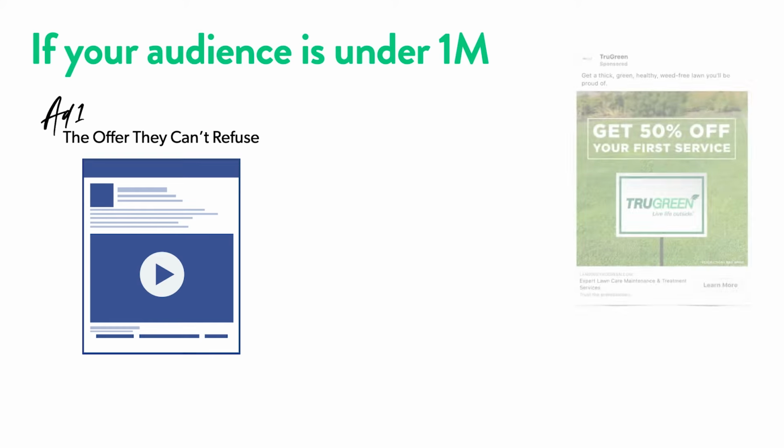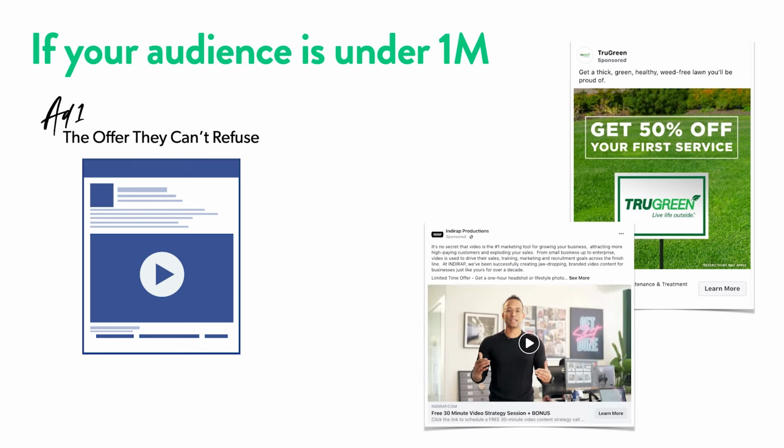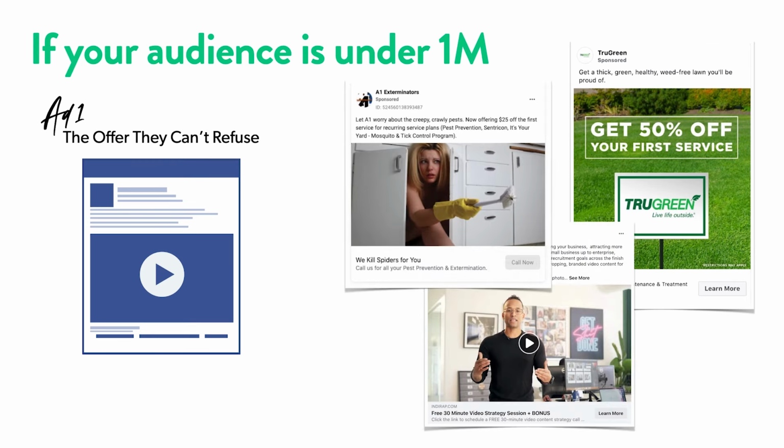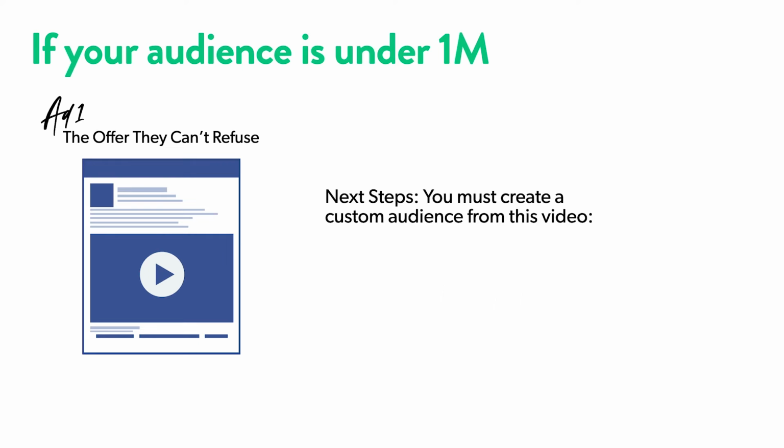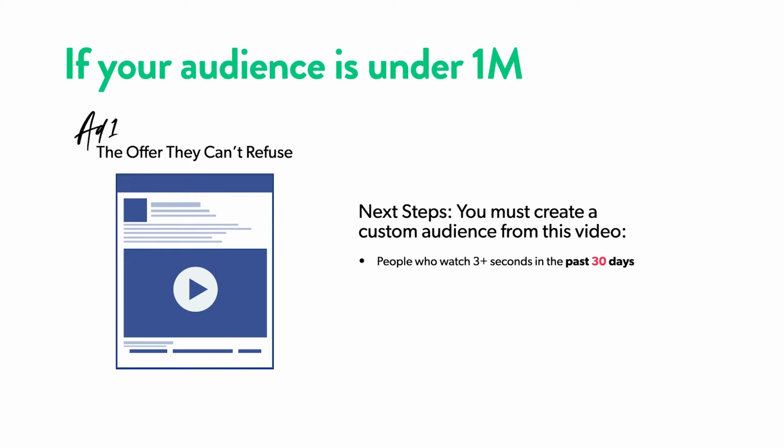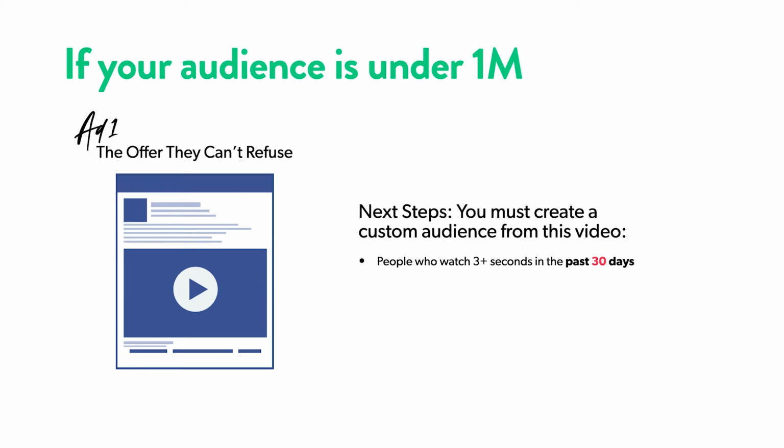And examples, we've got the same examples here. So it's basically these, come up with an offer that you can give, even if it's a free strategy session. And the next step here is you do need to create one custom audience from this video, which is people who've watched 3+ seconds in the past 30 days. That's the only custom audience you need to make here if your audience is under 1 million.